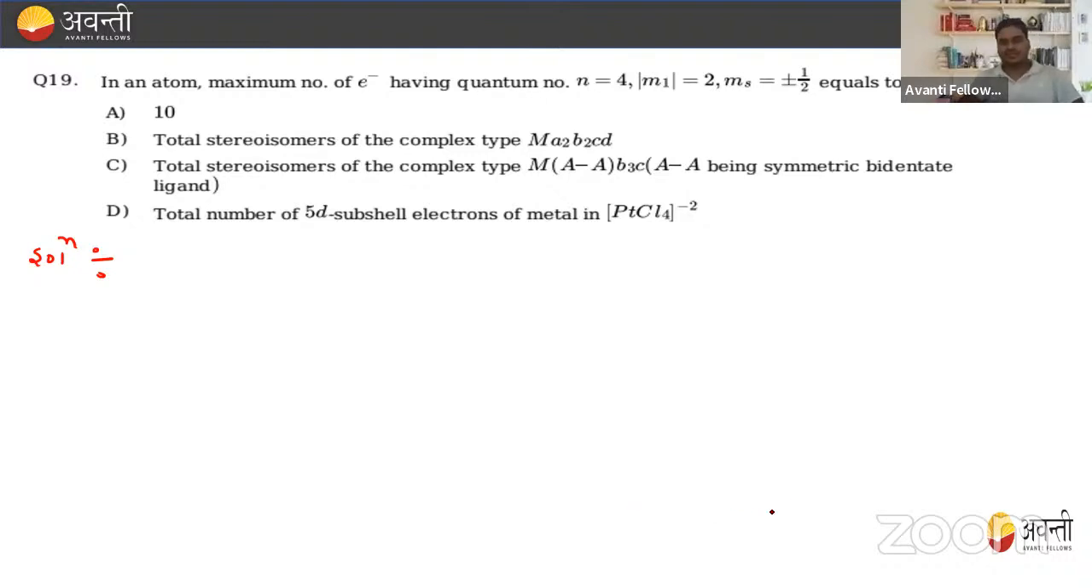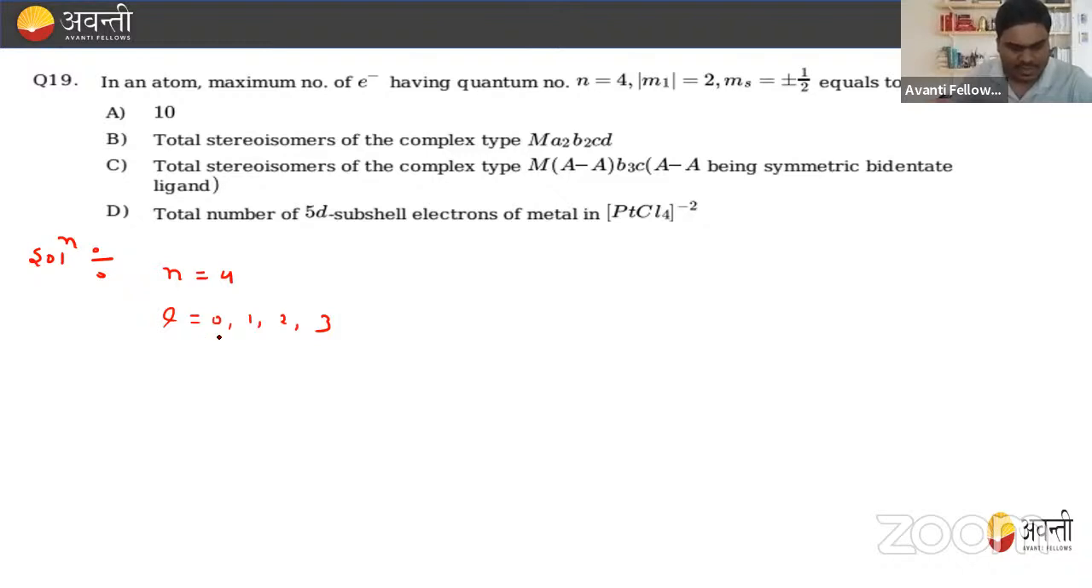So here n is equal to 4, already given. ml is also given, which is equal to 2 only. So it has only 2 orbitals. For n equal to 4, l may be 0, 1, 2 or 3. Now, also one important condition here, that is ms is plus 1 by 2 and ml is equal to only 2.